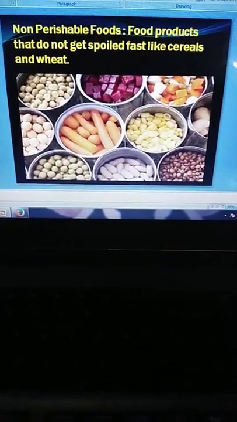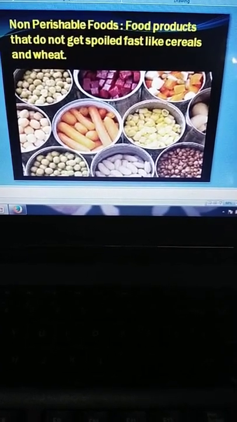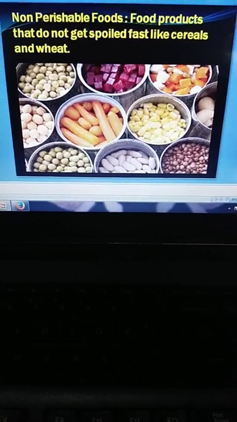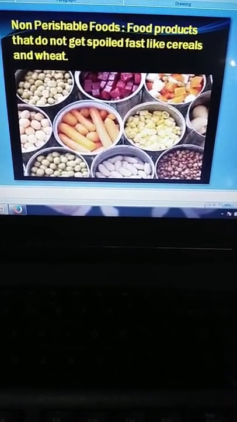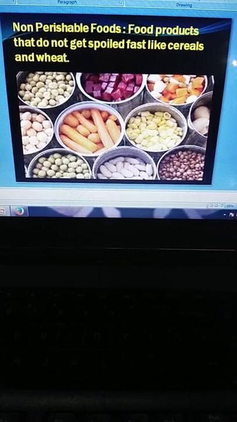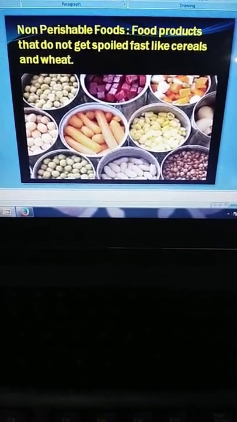Non-perishable foods. Food products that do not get spoiled very fast like cereals and wheat. Yes, so you can see here some nuts are also present. So this type of food items don't get spoiled very fast. They can be kept for a longer time.